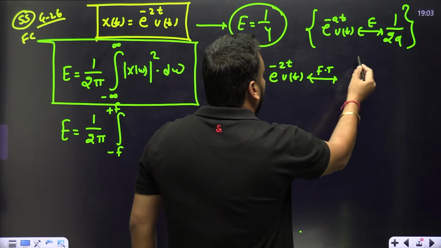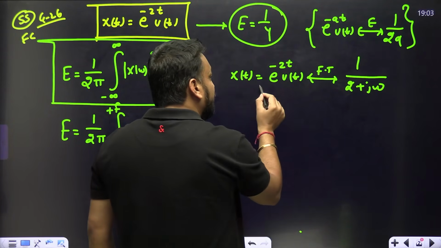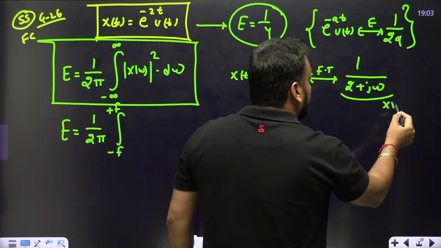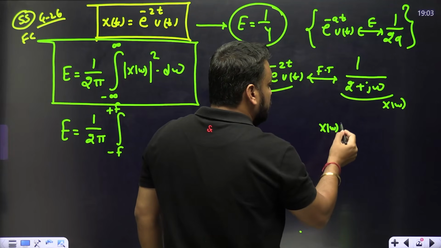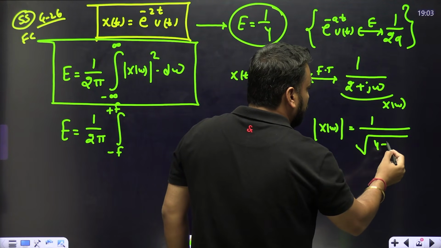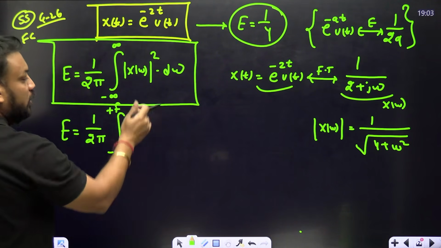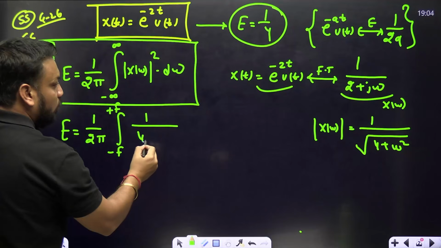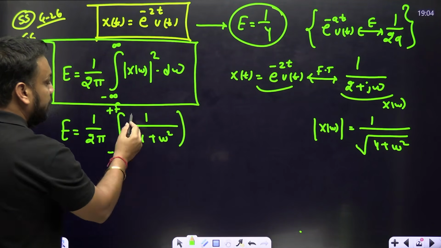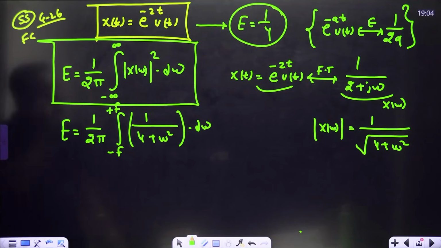Yes sir, the Fourier transform is 1/(2 + jω). Now think, if this is x(t), then this is X(ω), and we want the magnitude of this. So what is the modulus of X(ω)? You will reply 1/√(4 + ω²). And when you make it whole square, you will write 1/(4 + ω²). Now I have taken the whole square, so the root is gone. When you do the whole square, the root will definitely disappear.